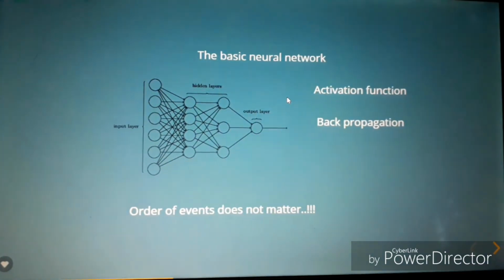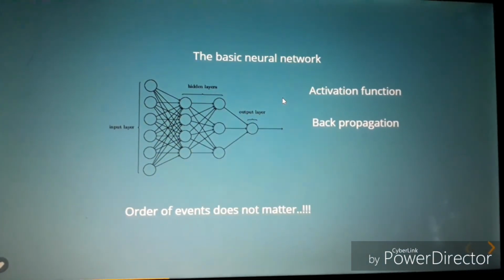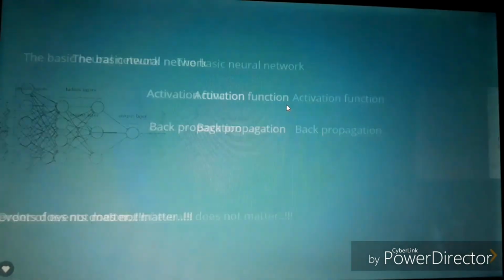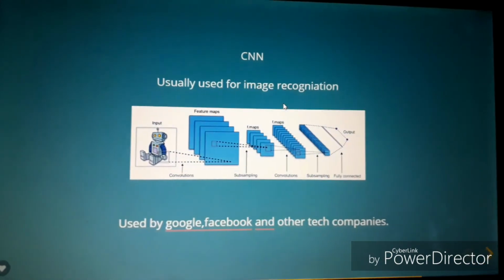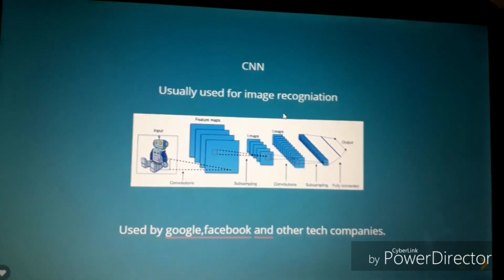So that's all about the neural networks. We just do some modifications and get the LSTM and the RNN and the CNN. So that was the overview of neural networks.